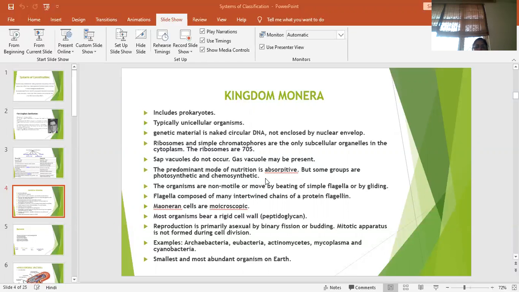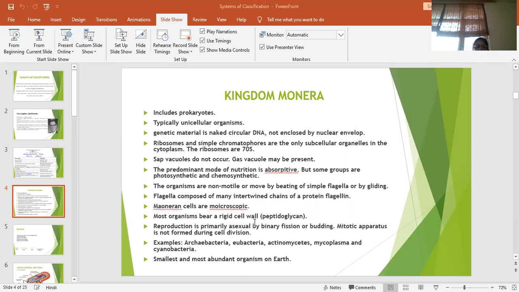Children, here you have got a new term, chemosynthetic. I'll explain about this again. The organisms are non-motile, or they may have motility or movement, and for movement they have flagella. Flagella is made up of a thread-like protein called flagellin. Moneran cells are microscopic. The size of these cells is in microns. 1 micron is equal to 10 to the power minus 6 meter. So they are 1,000th part of 1 millimeter.